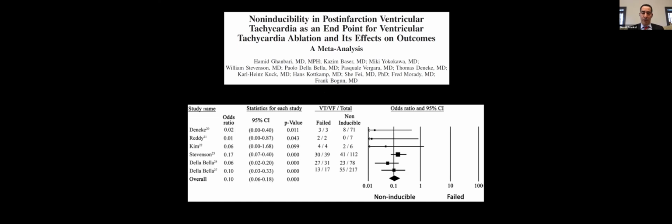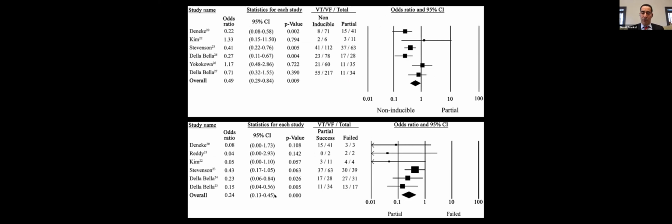So for example, this is a meta-analysis that Frank Bogan put together of post-infarction VT, looking at 6 studies, showing that if you remained inducible for clinical VT at the end of the procedure, it was not good. So if you were able to achieve total non-inducibility, you reduced the risk of having a VT recurrence in long-term follow-up by about 90% compared to if the clinical VT remained inducible.